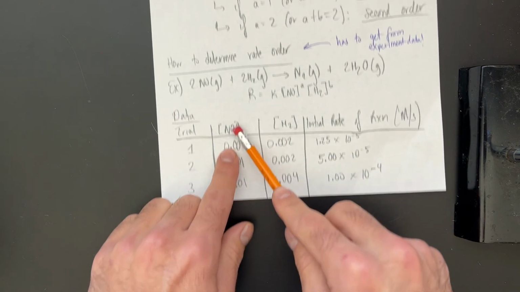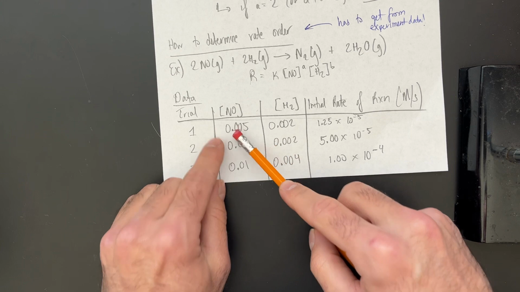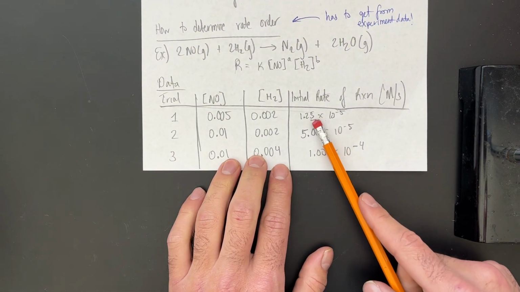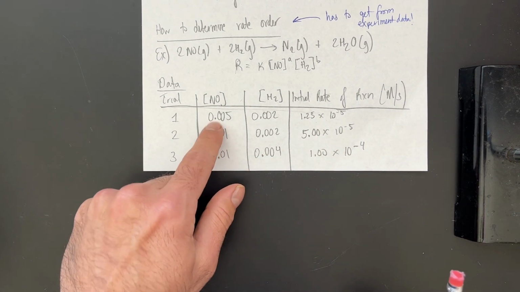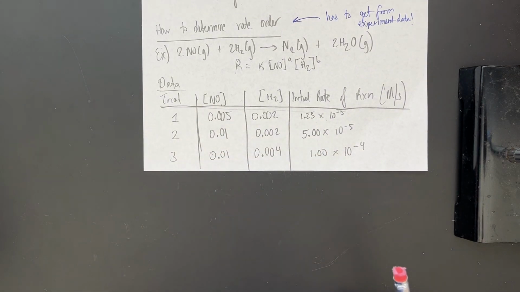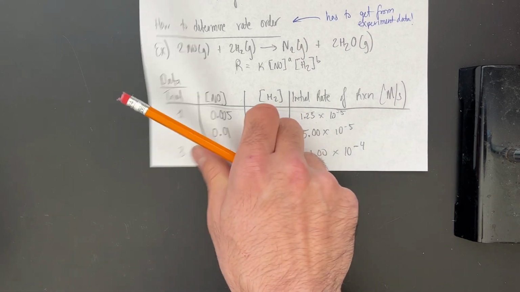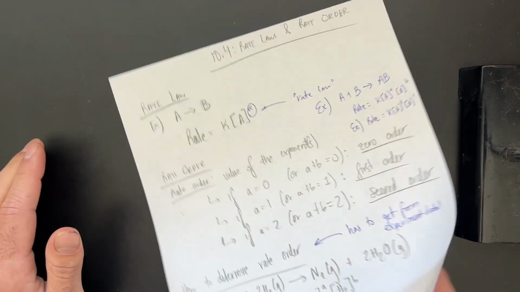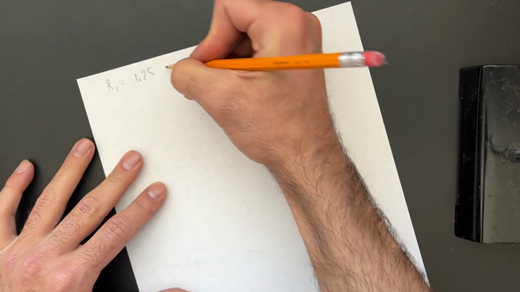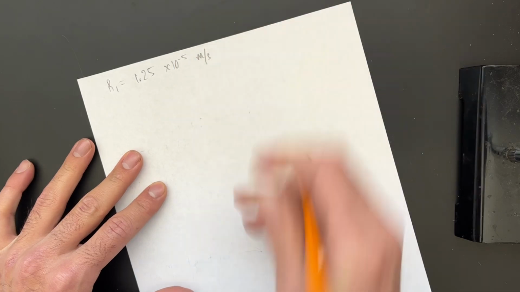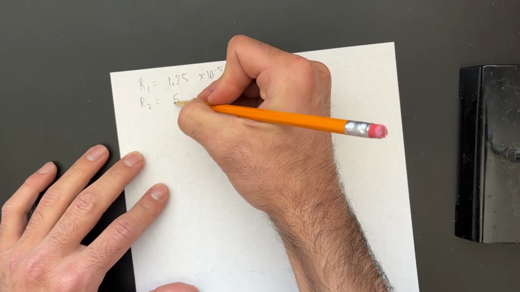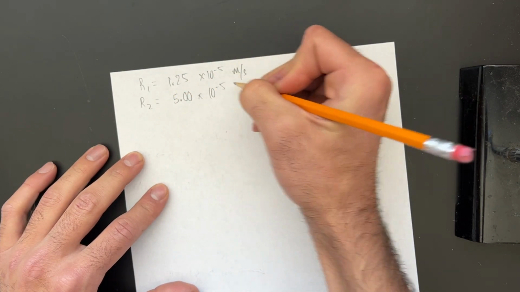And so let's take a look at this example. Right here, what we did is we doubled the concentration of NO from trial 1 to trial 2. And so what happened to the rate? Well, we can see when we doubled this, 1.25 to 5.0, R1 was equal to 1.25 times 10 to the negative 5 molarity per second, and then R2 was equal to 5.0 times 10 to the negative 5 molarity per second.